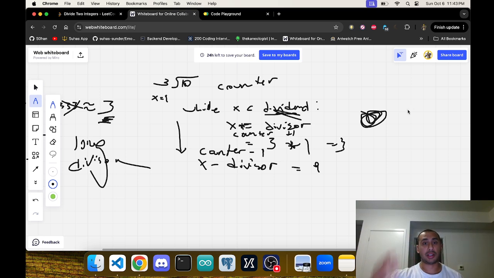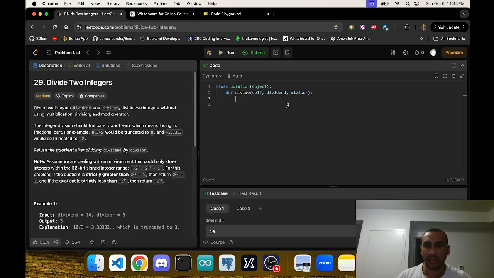That would tell us how many times the divisor fits into the dividend, right? So 3 fits into 10 3 times, but the counter is going to show 4 because it's going to go 1 over. So that way, when we exit the loop, we just go counter minus 1 to get 3 times, and that would be the truncated value. Actually, I think I could try that. I think that would work without using multiplication.